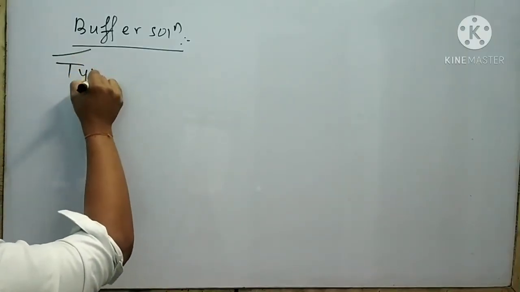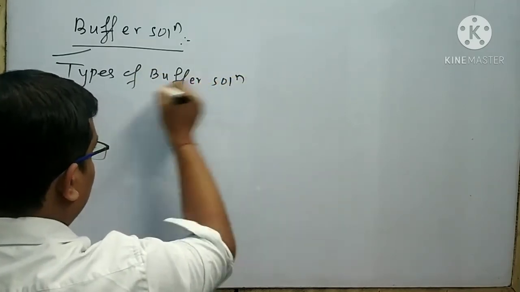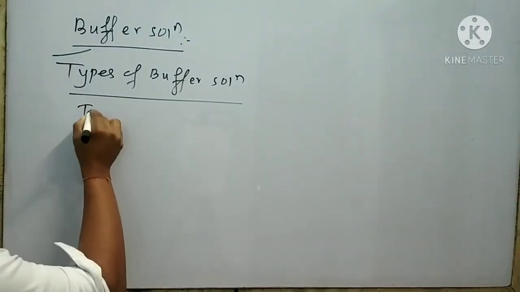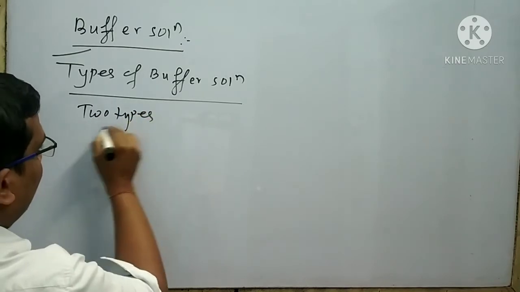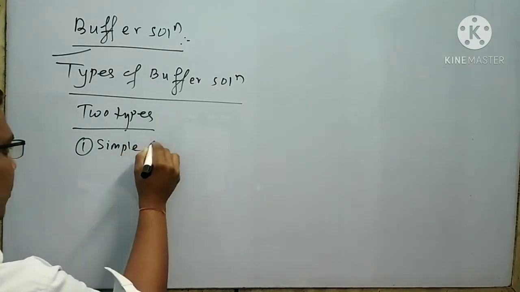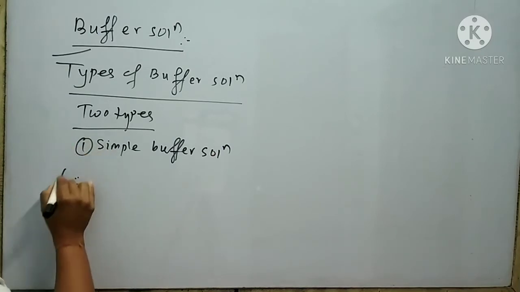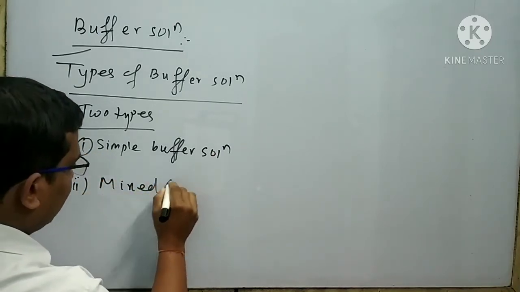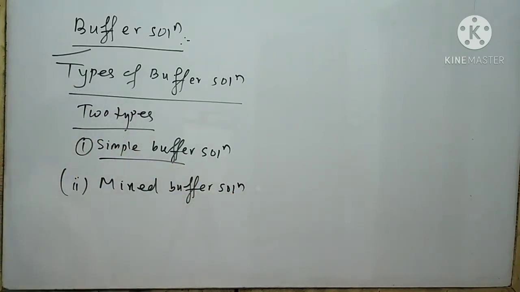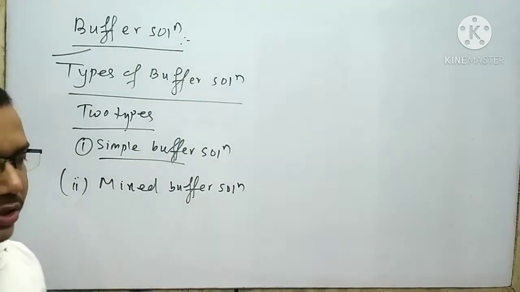Next, I want to explain the types of buffer solution. How many types of buffer solution are there? Generally, there are two types of buffer solution. One is the simple buffer solution, and the second is the mixed buffer solution. What is the meaning of simple buffer solution? What are the examples of simple buffer solution?